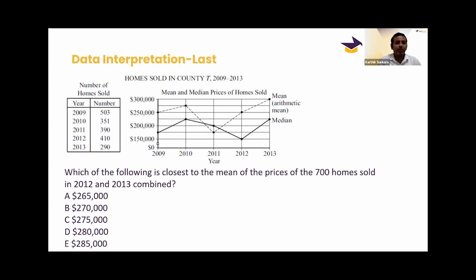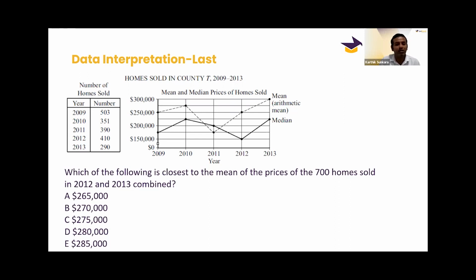Next one is data interpretation questions, right? So data interpretation questions, you have to give them the last preference, because these are time consuming questions. The reason I told you these are time consuming questions is there are multiple graphs or multiple tables involved in this. In this, if you observe, here you have a table and you have a graph. Sometimes you will get a question only based on the table. Sometimes you get a question only based on the graph. So sometimes you might get both together, right?